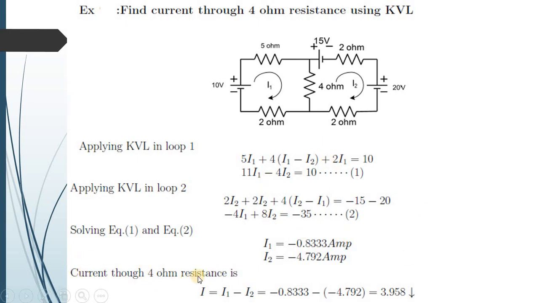So the current through the 4 ohm resistance, if we see this equation, is I1 minus I2. So I is equal to I1 minus I2 is the current flowing through that 4 ohm resistance, and by putting the values of I1 and I2, you will get 3.958.